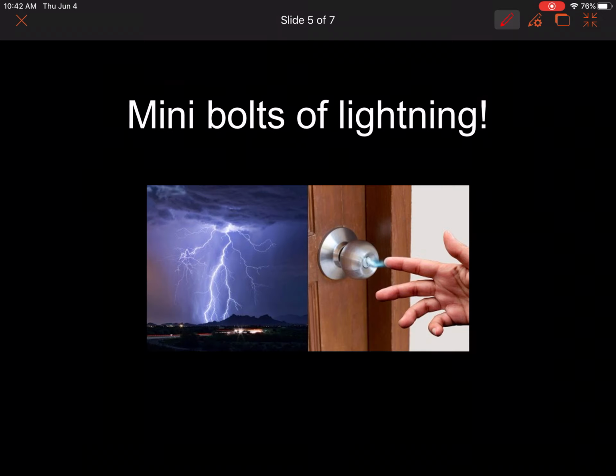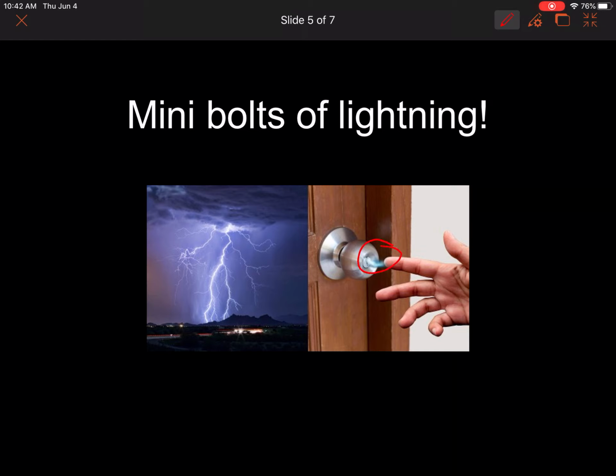Now, every time you get a shock, that's actually a mini bolt of lightning. If you've ever put a sweater on, this usually happens in winter when the air is dry, and there's static in it, sometimes if it's really dark, you'll actually see the sparks, and those are actually just mini bolts of lightning.